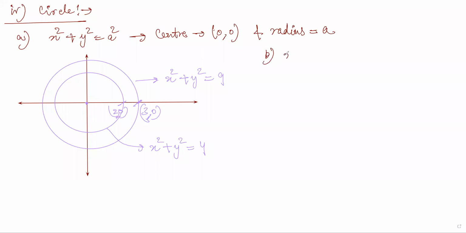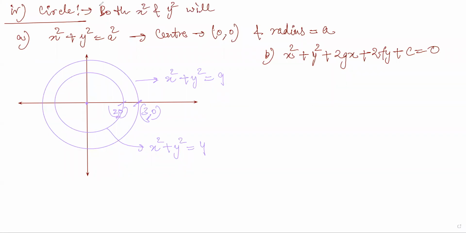Now, another complex equation for a circle, this is the complete equation actually: x square plus y square plus 2gx plus 2fy plus c equals 0. Before that, how to identify that the given equation represents a circle? We understood the rule for parabola: one variable will be in linear form and another in quadratic form, right? So in a circle, both x square and y square will be present. This is the shortcut.